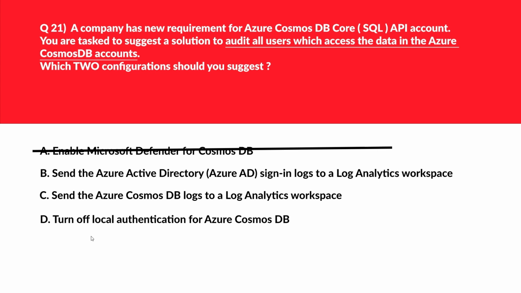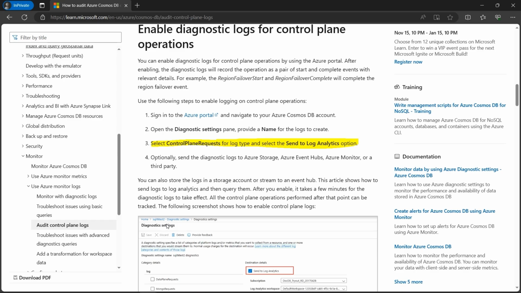Let's look at option D. D says turn off local authentication for Azure Cosmos DB. Disabling local authentication is not a necessary step for auditing user access. Therefore, just a distractor. We'll reject this.